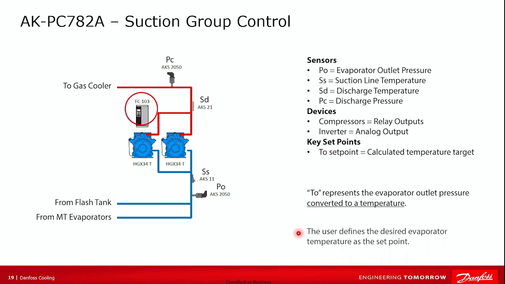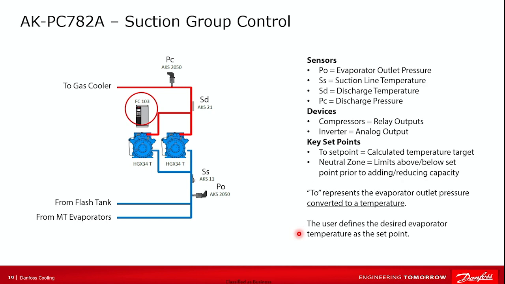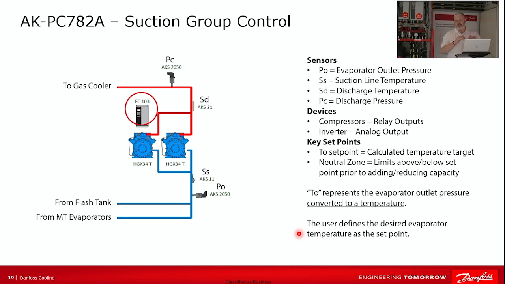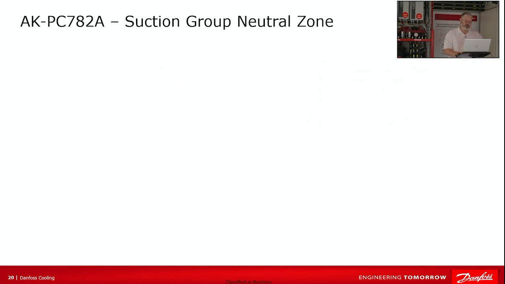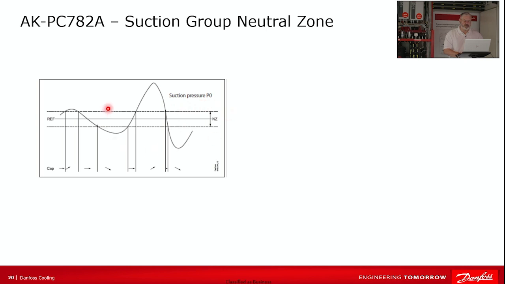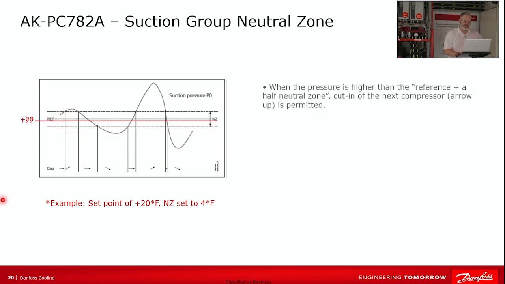And then as far as staging compressors, we use what we call a neutral zone strategy. Basically the neutral zone are limits above and below the target set point to where before you bring stages on and off so that you don't chatter the compressors and short cycle the system. So our neutral zone diagram, the illustration kind of goes like this. We've got an example here. Set point is plus 20, so that's our reference. And then our neutral zone is set to 4 degrees.